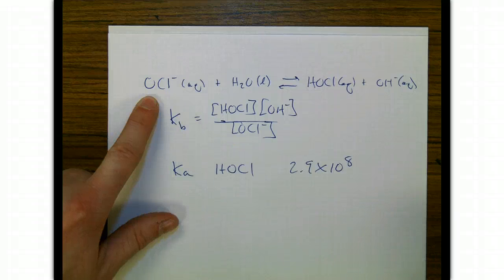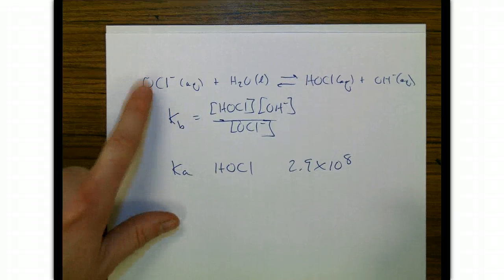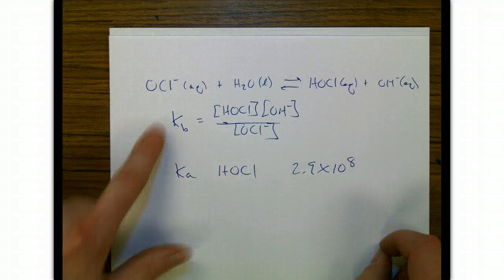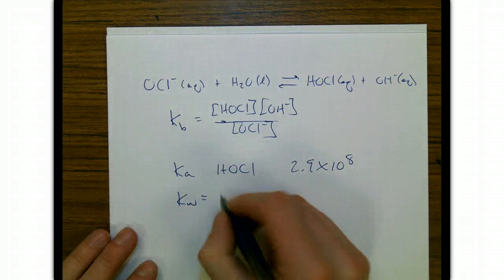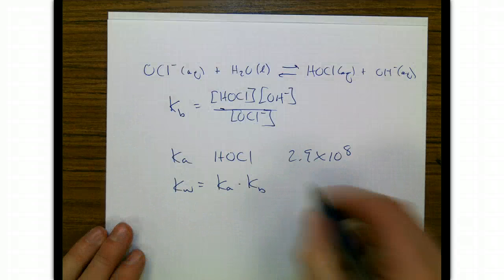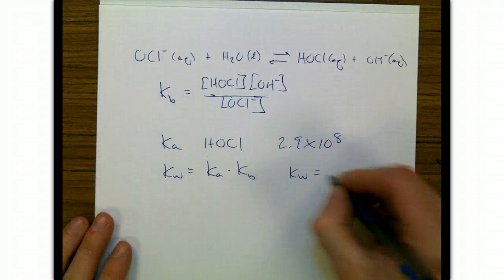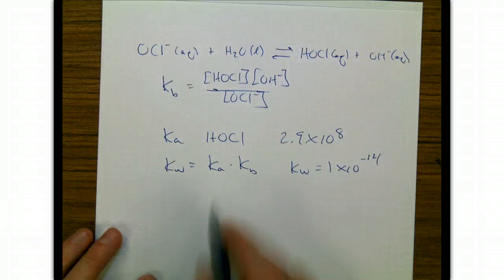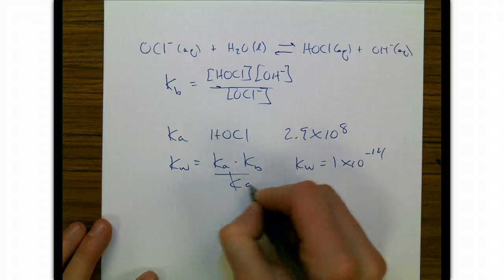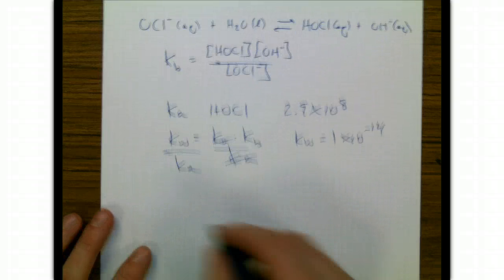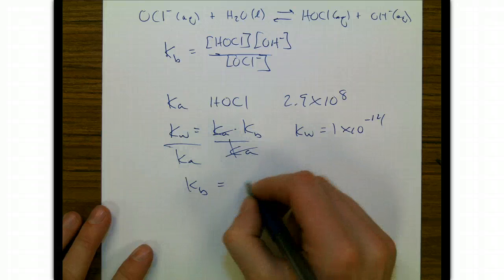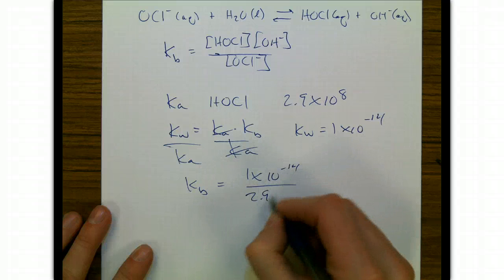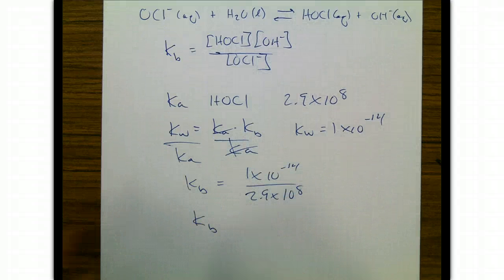If I'm solving Kb for OCl minus, this here is the conjugate base to this acid. So I can take this Ka and change it into Kb using Kw equals Ka times Kb. Kw, of course, is a constant. Kw is always equal to 1 times 10 to the negative 14. So what you do is you rearrange your equation to solve for Kb. Divide by Ka on both sides. When you do that, you have Kb equal to 1 times 10 to the negative 14 divided by 2.9 times 10 to the negative 8. And that should give you your Kb.